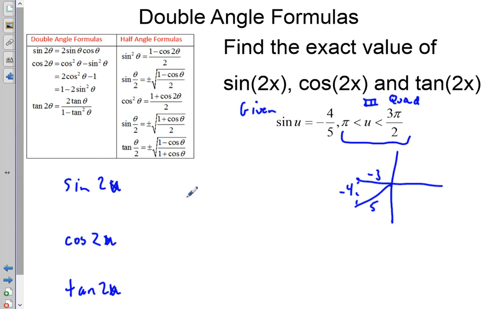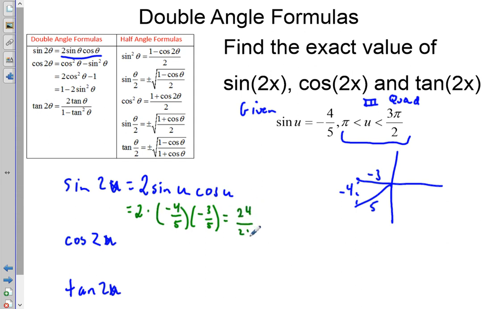Okay, cool. So now, since we know sine of u, well, for sine of 2u, let's use a double angle formula to put this in terms of something we know and love. So we know that sine of 2u is actually equal to 2 sine of u cosine of u. So what does that mean? Well, sine of u is -4 over 5, and cosine of u is going to be -3 over 5. And so we can simplify this to 24 over 25.